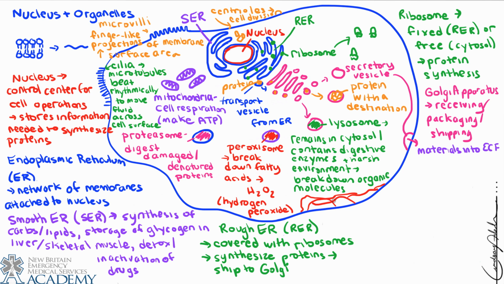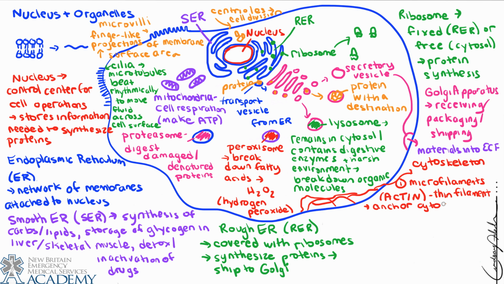Next, let's talk a little bit about the cytoskeleton. The cytoskeleton has four major components. First is microfilaments. Microfilaments are actin, and actin is a protein. It's also called thin filament. The actin are responsible for anchoring the cytoskeleton to the cell membrane. So they have a major role in the scaffolding of the cell. And in addition to that, we will also see in muscle cells, they have a major role in muscle contraction.